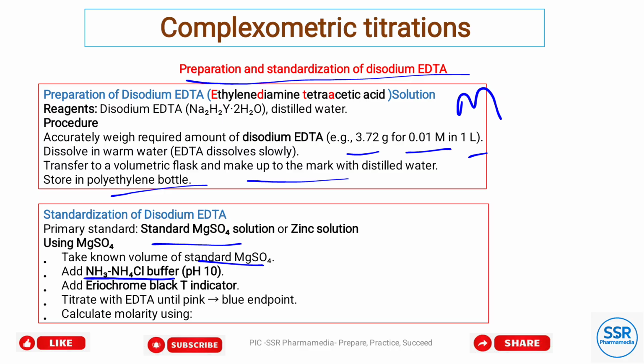chloride buffer at pH 10 in order to maintain pH 10, and we will add the indicator Eriochrome Black T and titrate with the EDTA till the wine red color, it's not pink, wine red color, changes to blue color at the end point. Calculate molarity using the molarity formula.